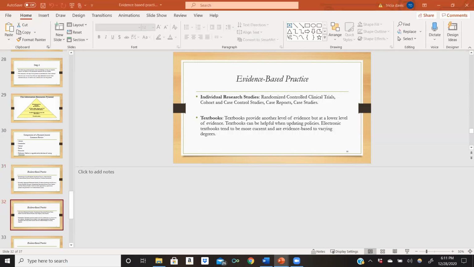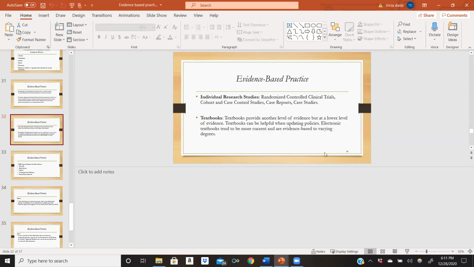And then you have your textbooks, which are another level of evidence, but just a lower level of evidence. So they can be helpful when you're updating policies. And electronic textbooks tend to be more current and are evidence-based to varying degrees. So that's something to keep in mind about your textbooks.